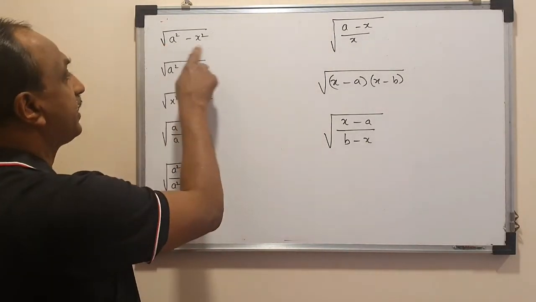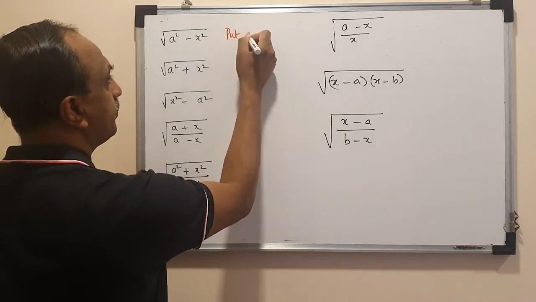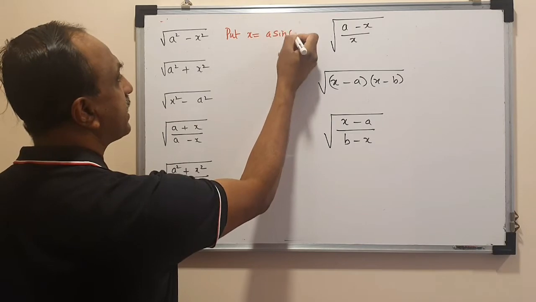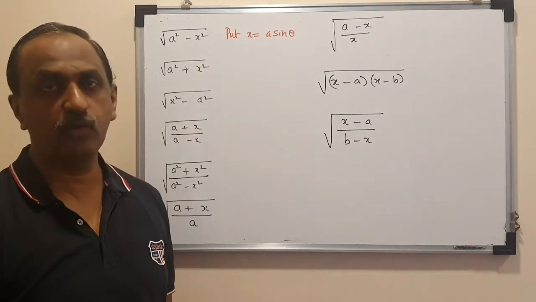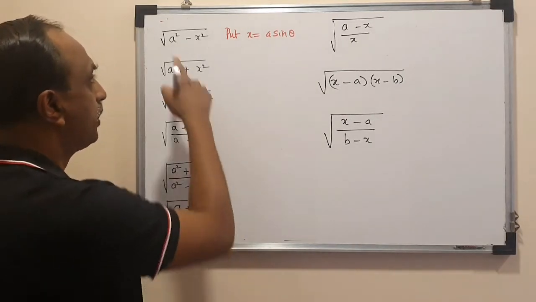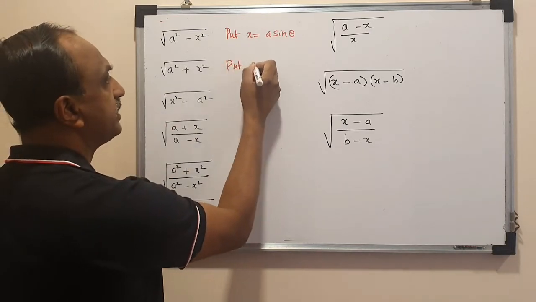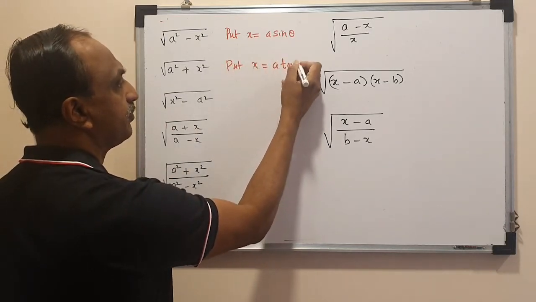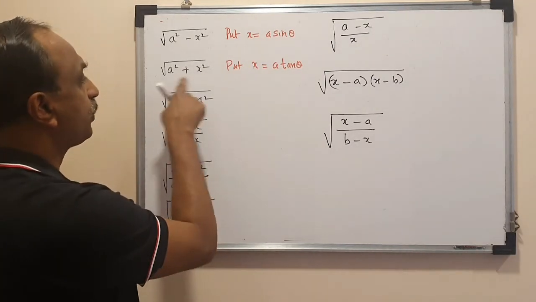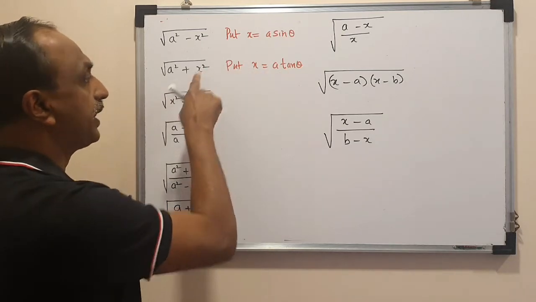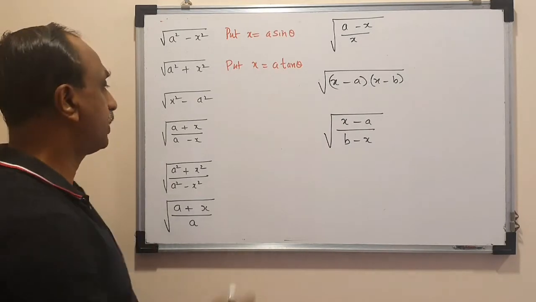If I have a term root of a square minus x square coming, naturally if I put x as a sin theta, or even if I put x as a cos theta, this will work. In fact, you should try out whether a sin theta or a cos theta is better according to the problem, but both will work. When you have a square plus x square, you will put x as a tan theta. We have done this in derivatives also, in inverse trigonometric functions. To remove the root, if I replace x by a tan theta, naturally a square will become common and 1 plus tan square theta will become sec square theta.